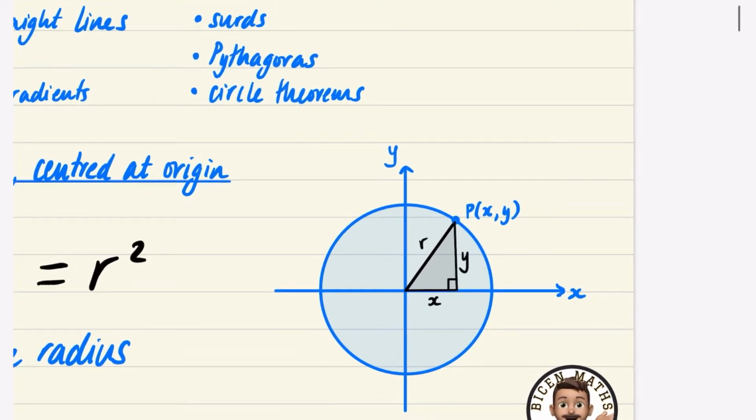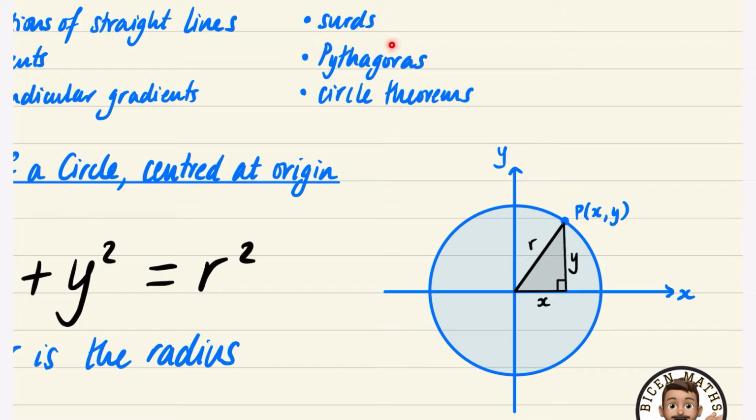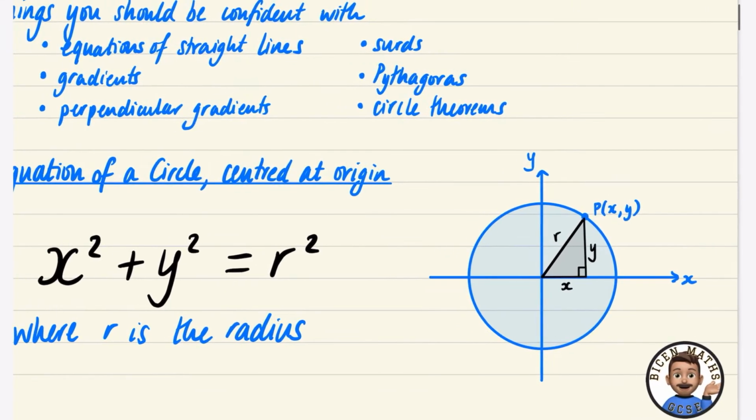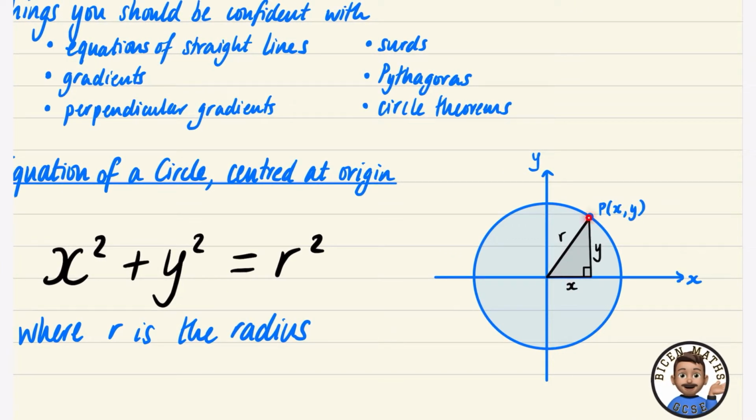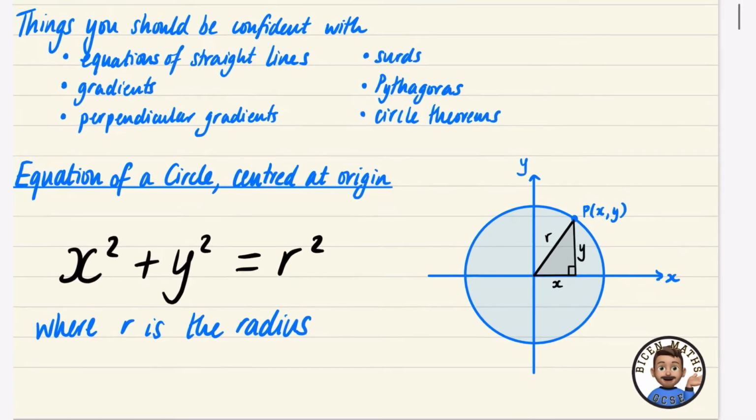And now you can see why I said that you need to make sure you understand Pythagoras before you attempt this topic, because this triangle here connects together the radius of the circle with the x and y coordinates of the point that is on the circle by Pythagoras. x squared plus y squared equals r squared. So this is yet another application of Pythagoras' theorem.